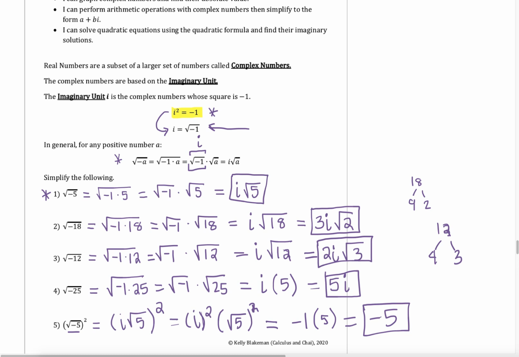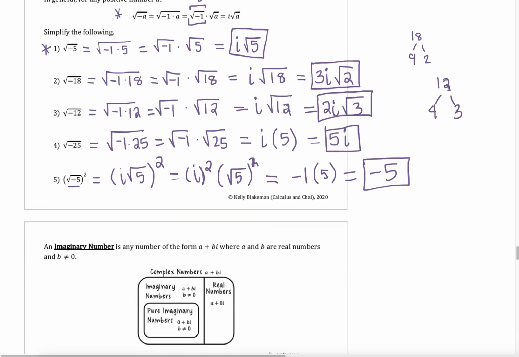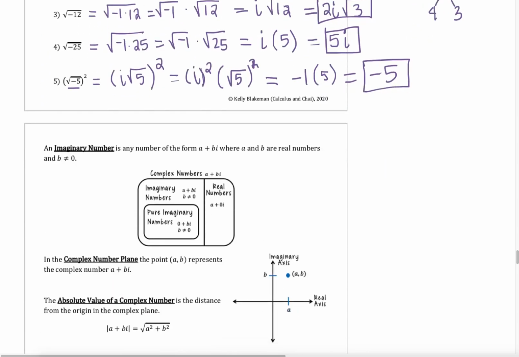And I want to look at this in kind of a broader context. So at the beginning, I said that our complex numbers is what we're going to start looking at now, and that our real numbers were a subset of those complex numbers. So here in this diagram, everything inside this rectangular box here is all of our complex numbers, and on the right side we have our real numbers over here. So these are numbers that we're used to seeing all year that we've looked at.